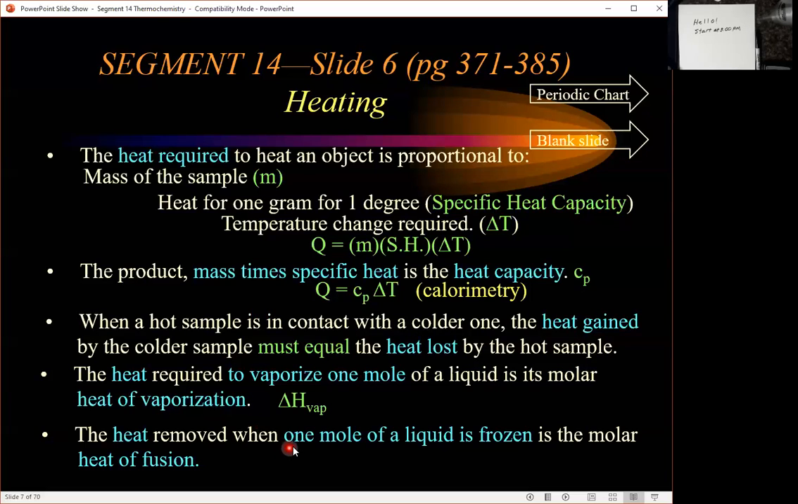If you want to remove heat from an object, you can eventually freeze it. And the heat you have to remove to freeze an object is called the heat of fusion. Technically, in the equation, you're going to have heat coming off when you go from liquid to solid, because you have to take the heat away from it when you do that.